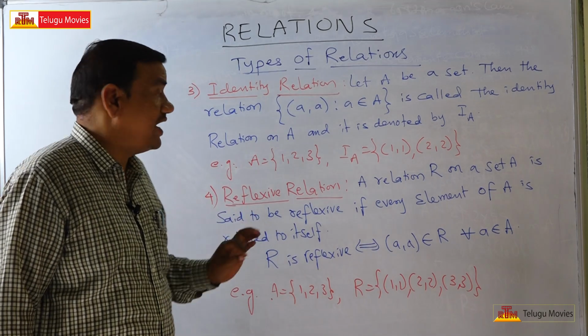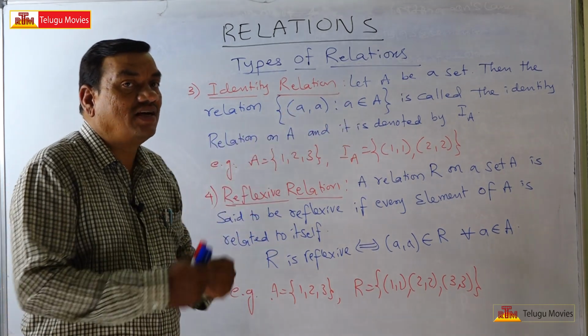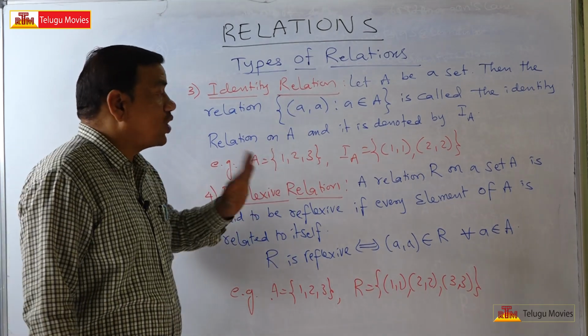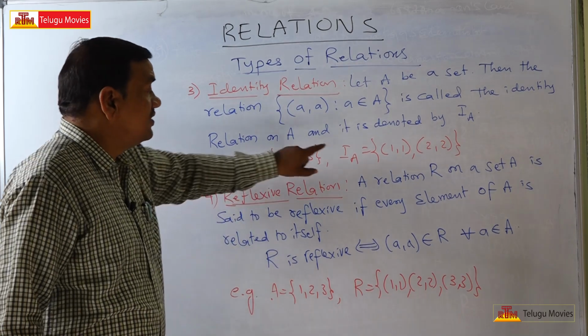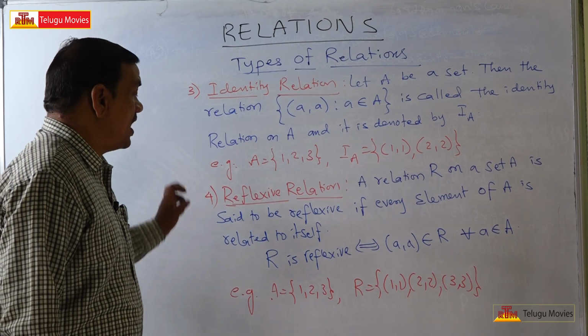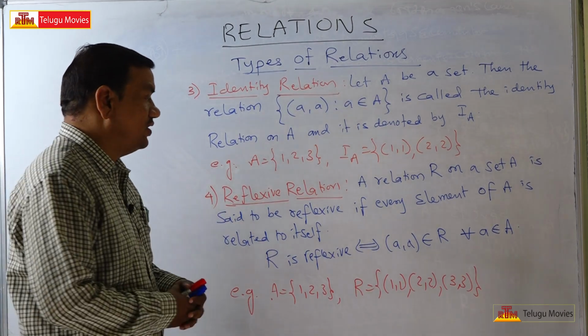Say here, if it is A, one element is there such that A, A also should be in that relation. That is, 1, 1 should be in the identity relation. 2, 2 is also there. That's why this relation is called the identity relation. Clear?